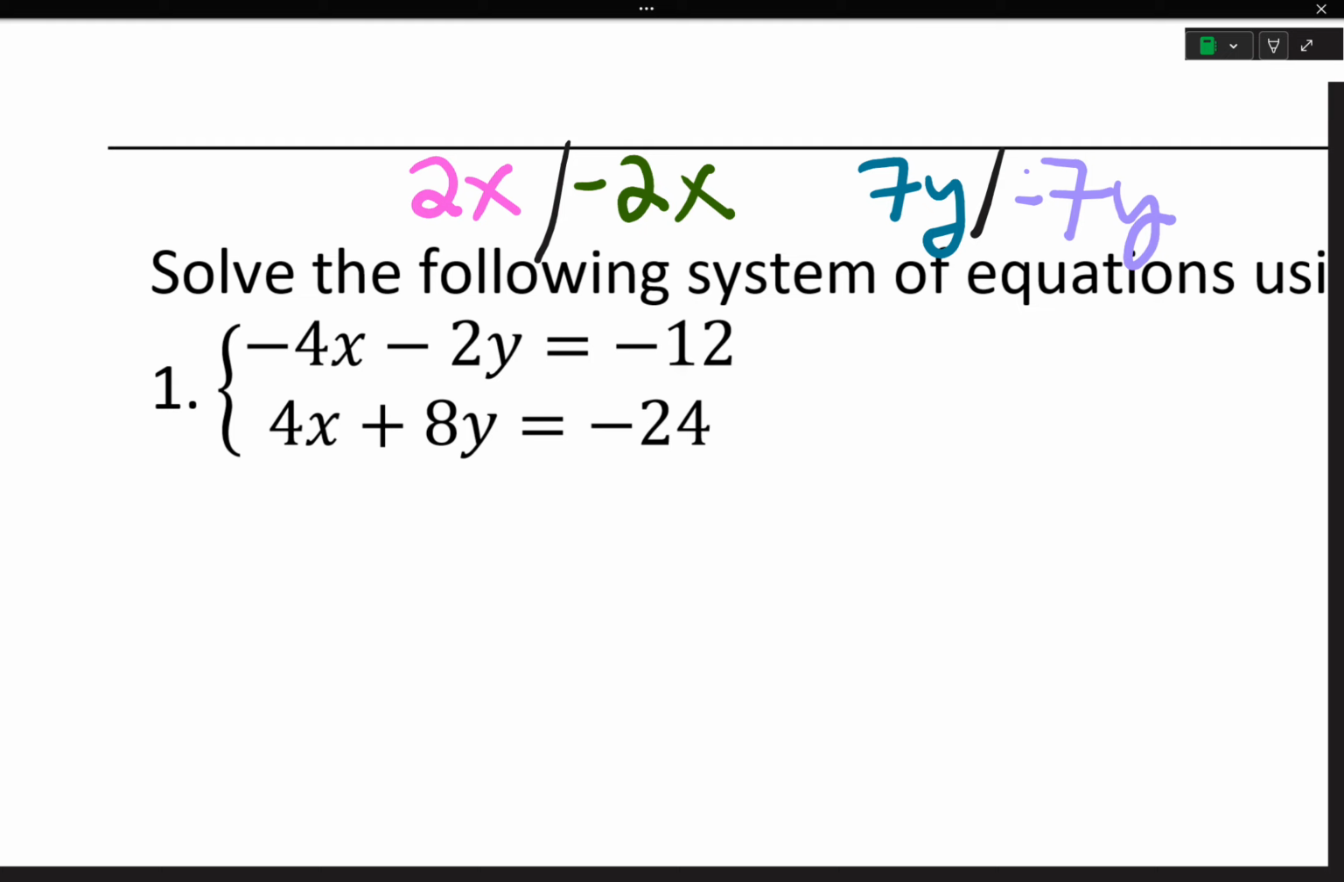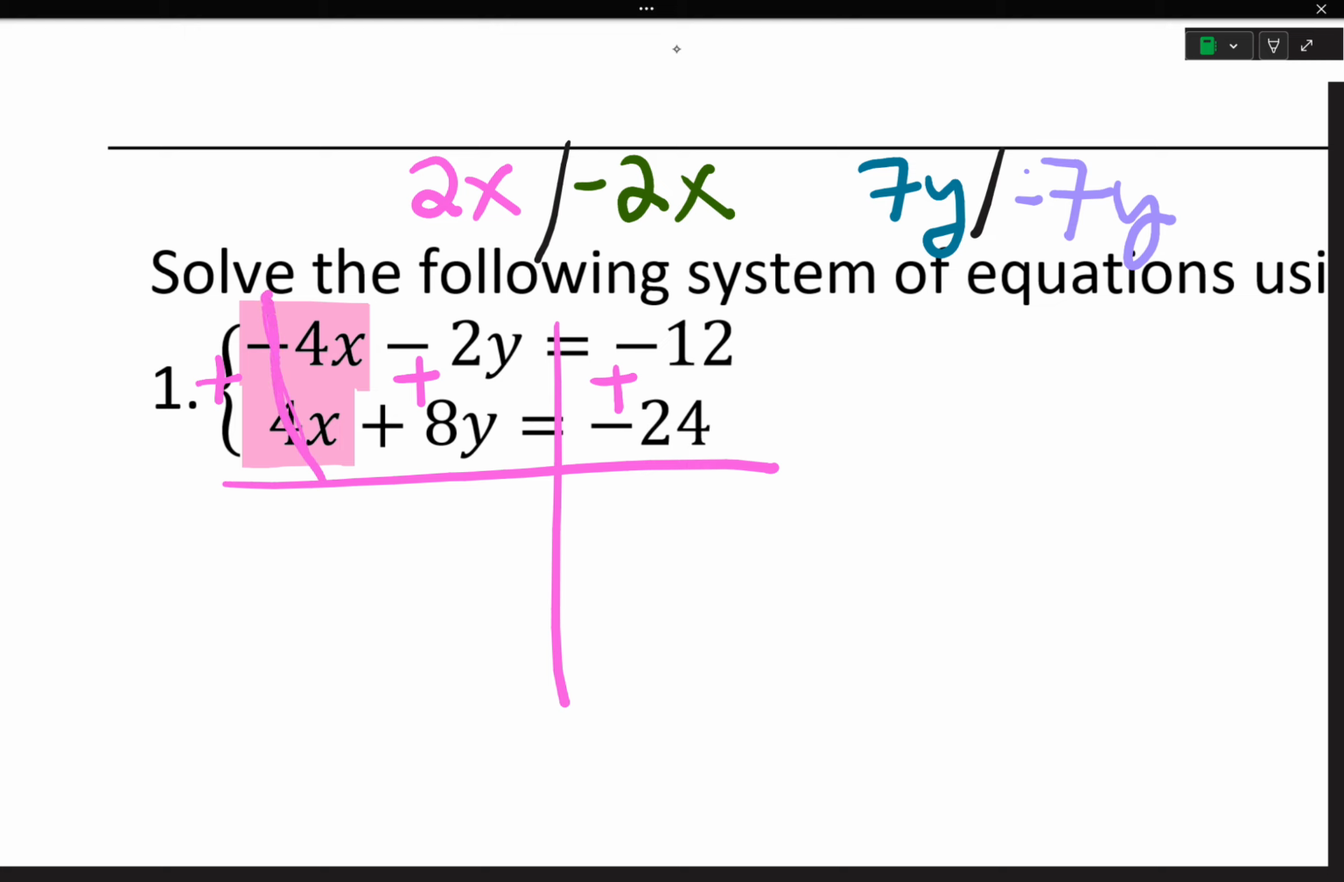So in number 1, do you see opposites? Because I see them. Every single one of these for right now is going to have opposites. Hopefully, you can tell that in number 1, the x's are opposite. So we are going to add everything going up and down. Negative 4x plus 4x is 0. They're gone. Good, that's why they're opposites. Then we got negative 2y plus 8y, which gives us 6y. Negative 12 plus negative 24 is negative 36.